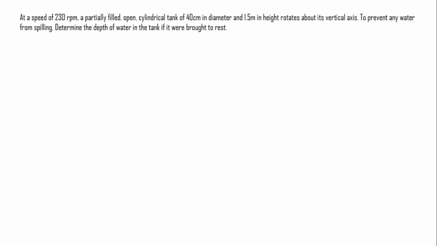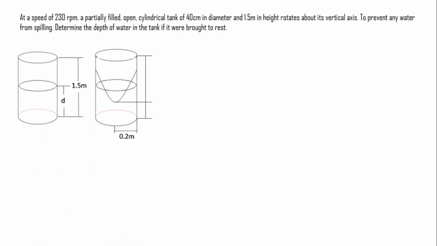At a speed of 230 rpm, a partially filled open cylindrical tank of 40 cm in diameter and 1.5 meters in height rotates about its vertical axis to prevent any water from spilling. Determine the depth of water in the tank if it were brought to rest. So we have the figure here.